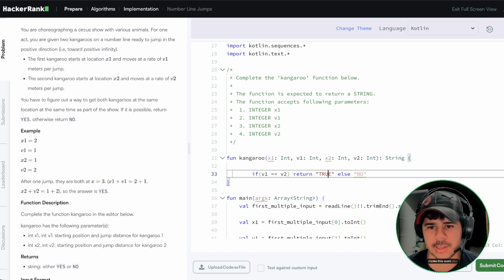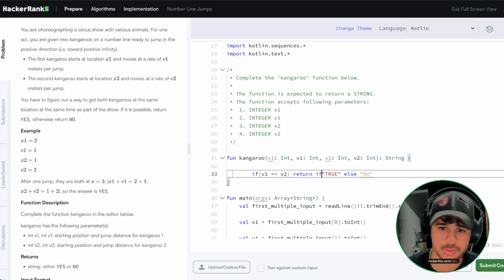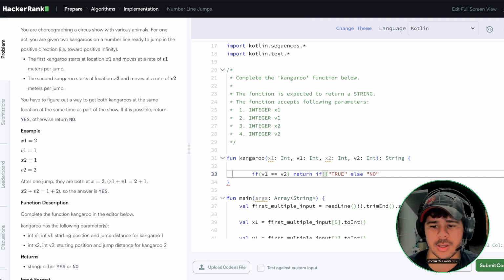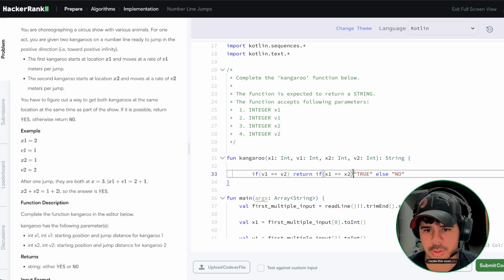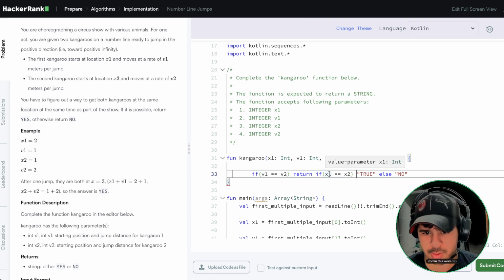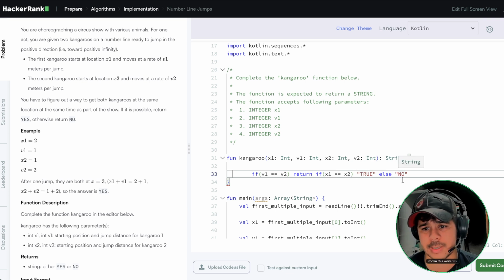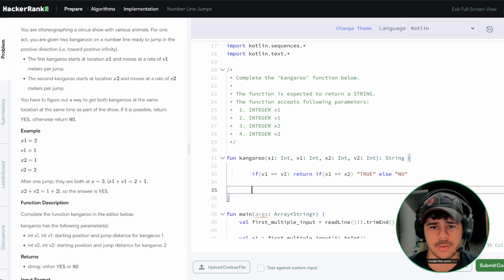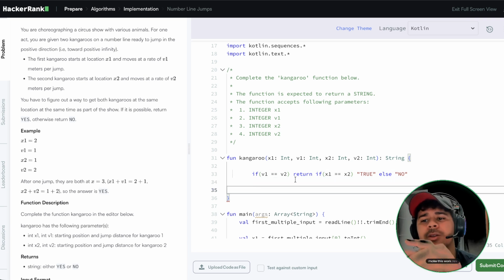And now if the speed is the same, you're gonna check if the position is the same. So if the position x1 is the same as x2, we're gonna return true, because they have the same speed, same position, so they meet. Else you're gonna answer no. I think it's pretty clear here. And now we're gonna check for the others.